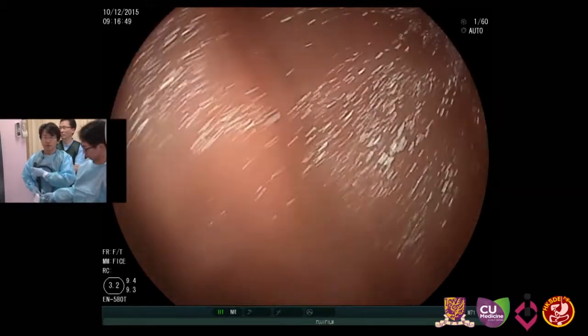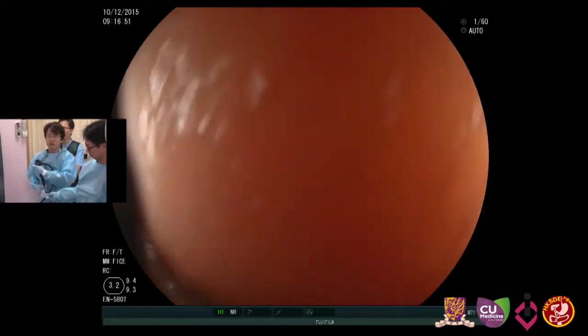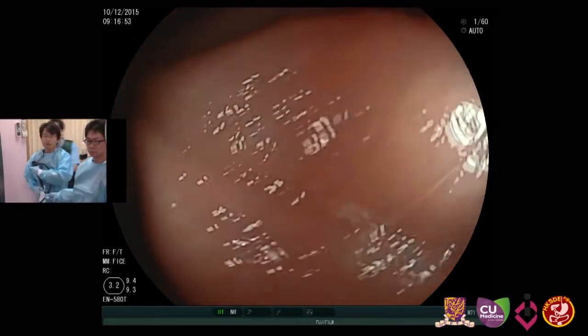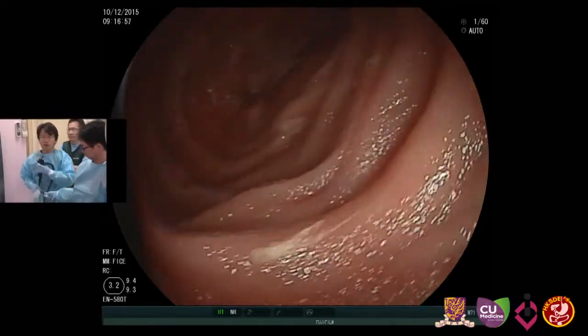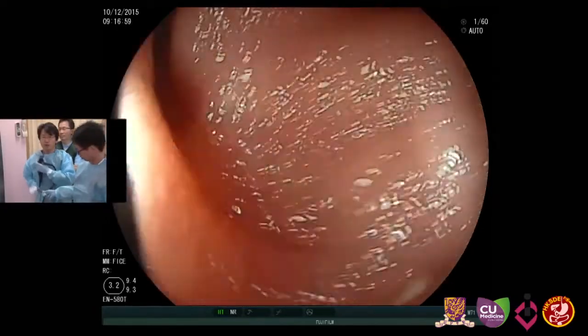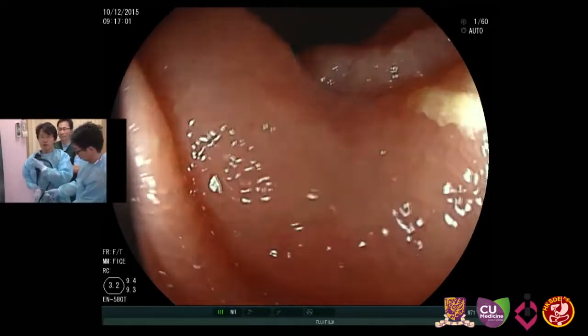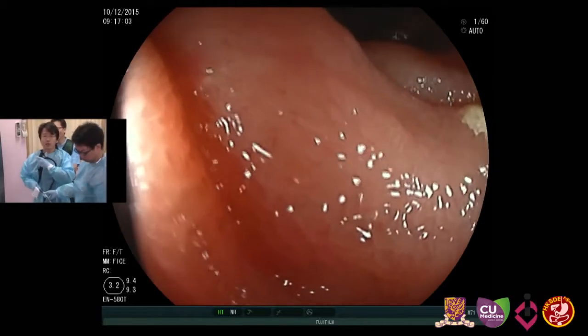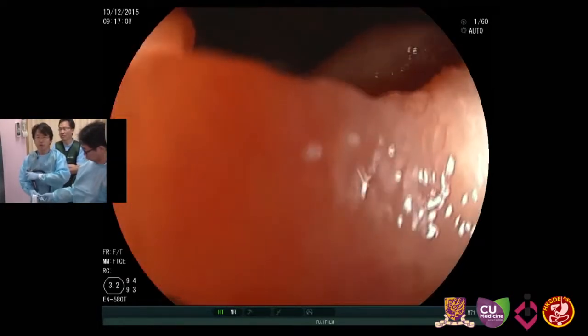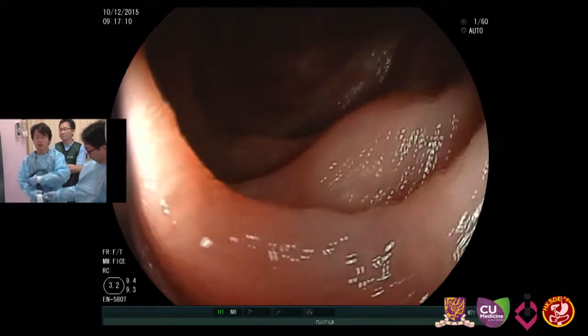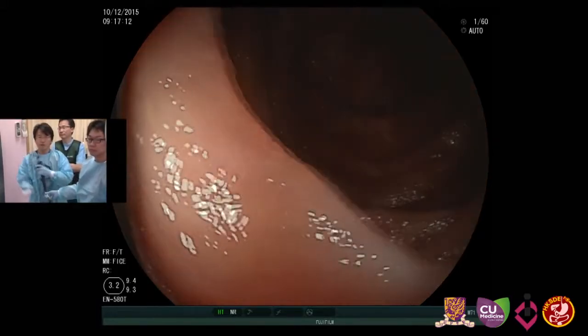I can see you are moving the scope, twisting and also moving in and out, right? Right. So by moving the tip of the endoscope, then the resistance becomes less, and the shaft tries to become straight. So you can make a more gentle curve rather than making a stake.